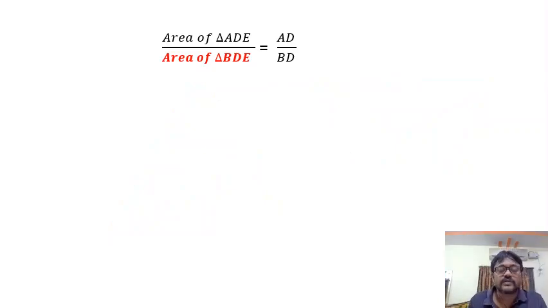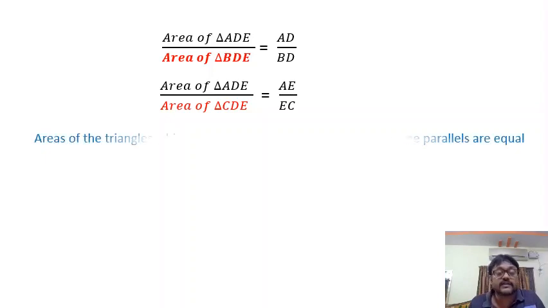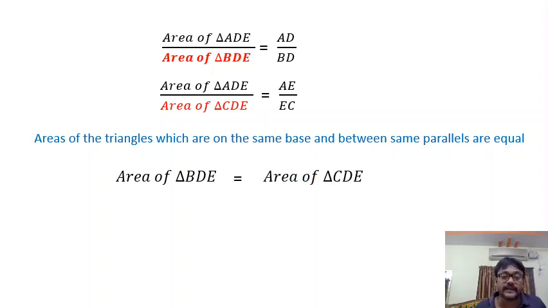Coming back to the ratios that were found earlier, that is area of triangle ADE by area of triangle BDE, which is equal to AD by BD, and area of triangle ADE by area of triangle CDE, which is equal to AE by EC. Now, what looked different in the left side of our results, that is area of triangle BDE and area of triangle CDE, are now equal. So the left hand side of each result is equal. Therefore, the right hand side is also equal. That is AD by BD is equal to AE by EC.